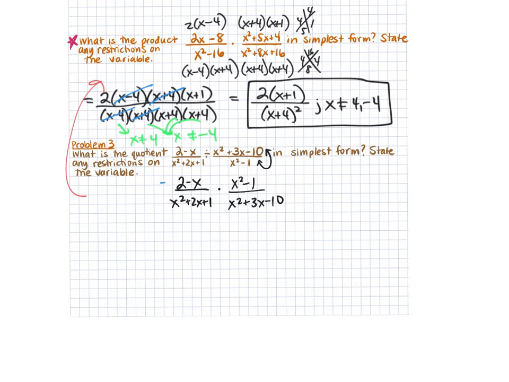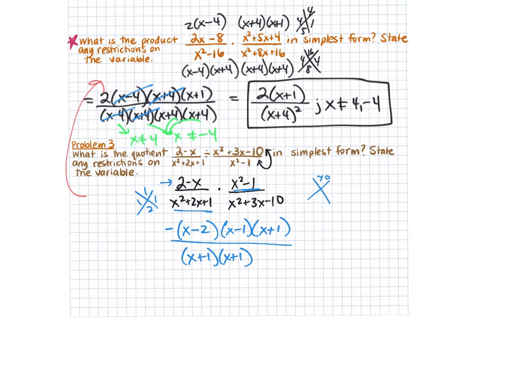Let's pull out a negative one. So let's make that a negative x minus 2. And then this one is x minus 1 times x plus 1. This is x plus 1 squared. Right, two numbers that multiply to 1 and add to 2 are 1 and 1. And then two numbers that multiply to negative 10 and add to 3 are 5 and negative 2. So x plus 5, x minus 2. See how fast you got to factor? This is some fun stuff, huh?